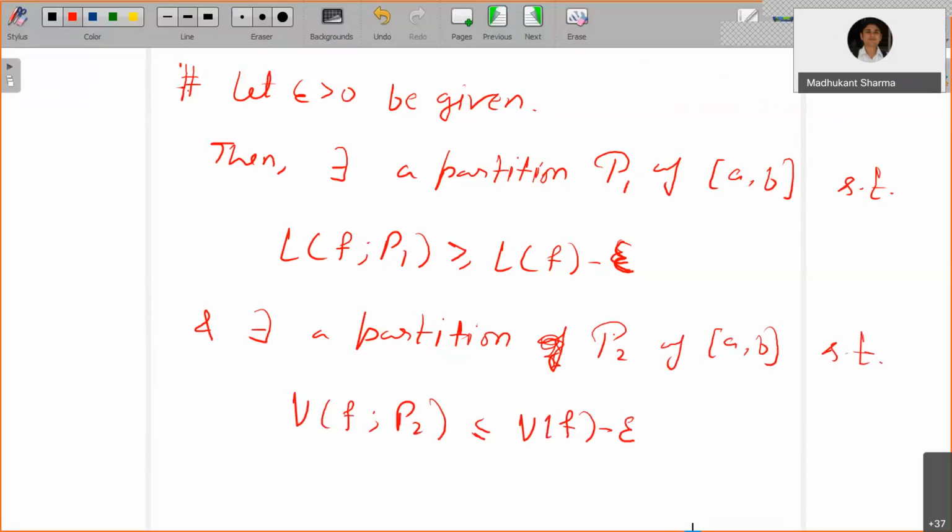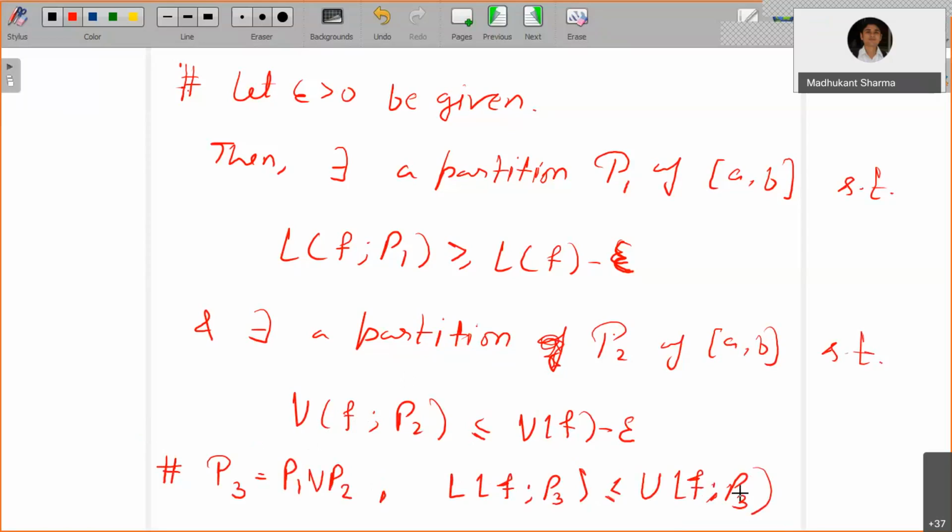Okay, so now we want to use the relation of L and U somewhere. What we can do here is consider a new partition, let's say P3, which is nothing but P1 union P2. So this will be a refinement of both P1 and P2. We have seen, and we will use, the result that L of f,P3 is less than or equal to U of f,P3.